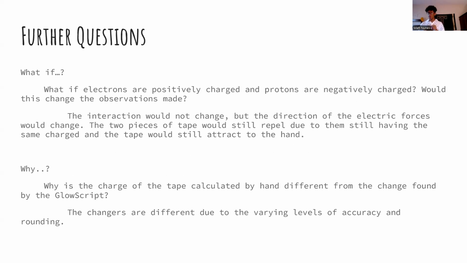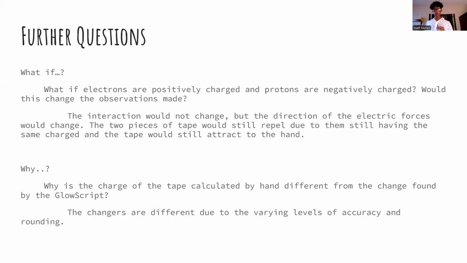So the what-if question was: what if the electrons are positively charged and the protons are negatively charged? Would that change the observations made? That would not change, because the two pieces of tape would still repel since they would still have the same charge. They would still attract to your hand because our hand is neutral, and they would still repel each other because they still have the same charge.